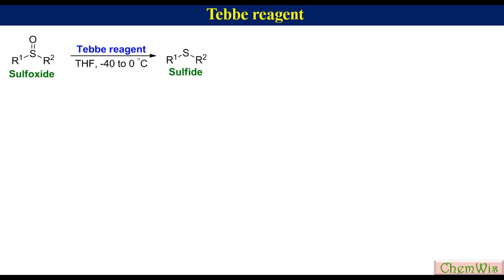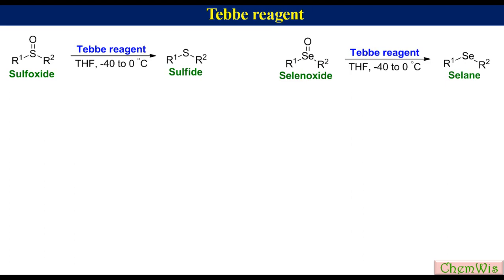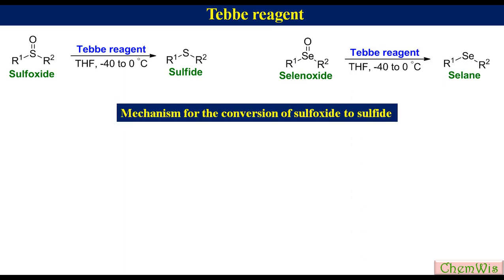Now we will discuss the reaction of Tebbe reagent with sulfoxide, selenoxide and N-oxides. Sulfoxide reacts with Tebbe reagent to produce sulphide. Similarly, selenoxide reacts with Tebbe reagent to produce selane. Mechanism of the conversion of sulfoxide to sulphide: this is sulfoxide and this is the titanocene methylidene generated from the Tebbe reagent.